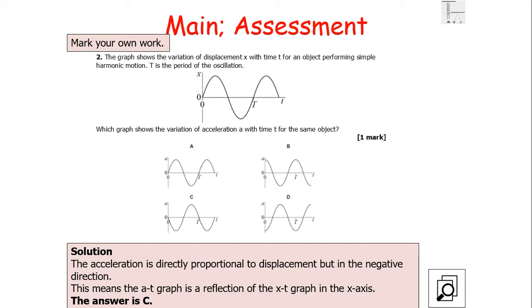So that tells us the shape of the graph should be the same. But the trick is, with simple harmonic motion, acceleration is directly proportional to displacement, but it's directly proportional to negative displacement. So whilst the x will be positive, the acceleration will be negative, and vice versa. So we're creating a reflection in the x-axis, which is our answer for C.